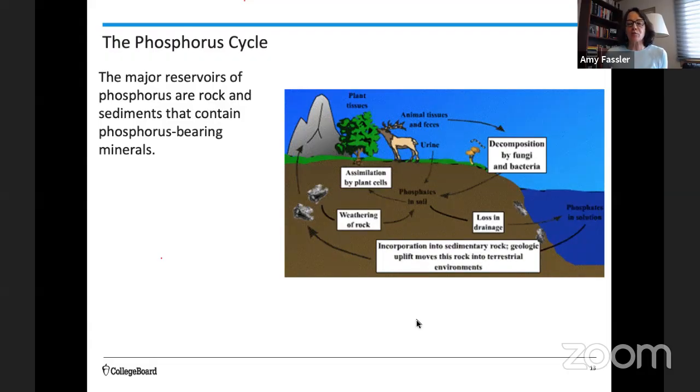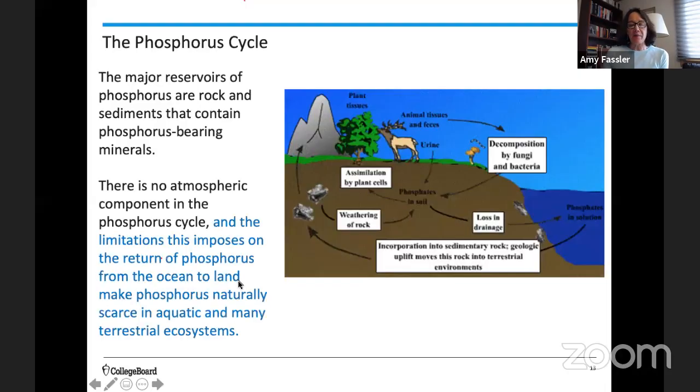And so a lot of the processes that are moving that phosphorus around are happening very slowly. Weathering of rock, geologic uplifting. And the other really big concept, and this will make a lot more sense when we frame it and compare it to the other biogeochemical cycles, is that this is probably one of the big things you remember about phosphorus. There is no atmospheric component. And because phosphorus never exists as a gas in the atmosphere, it doesn't cycle very quickly.